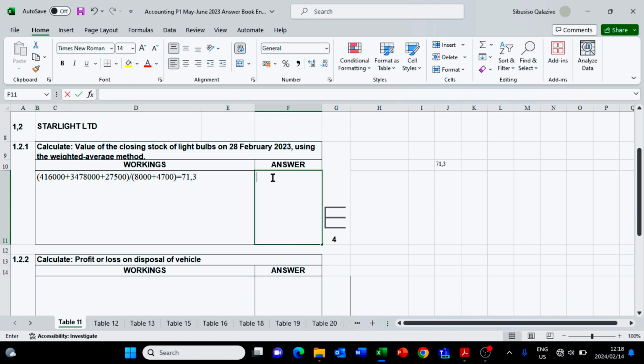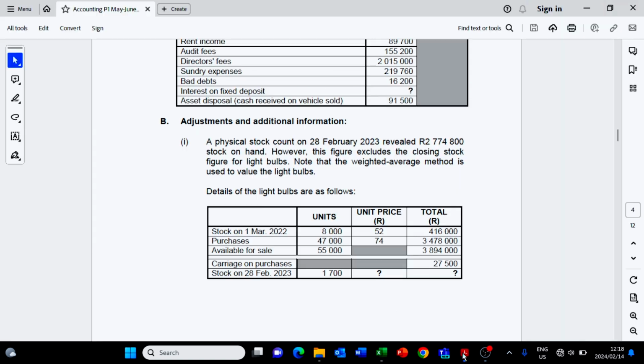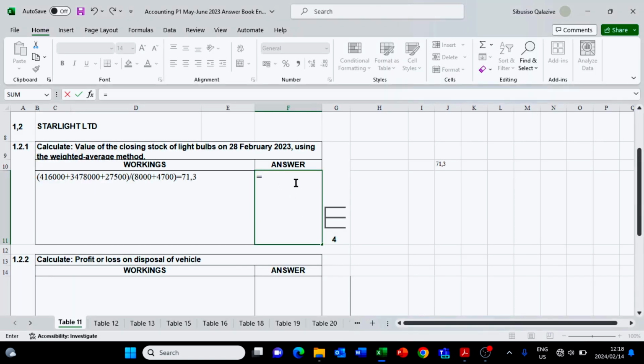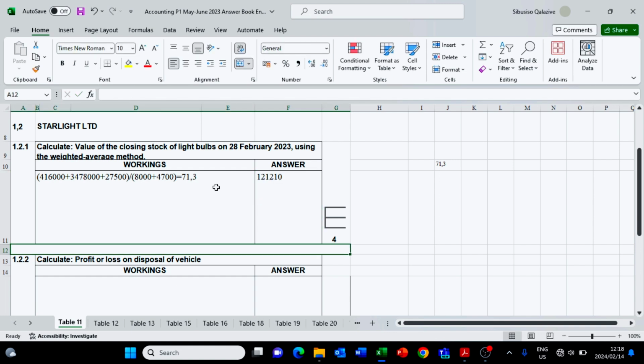So now to get our final answer, we are going to take the units at the end of the year, which is the 1,700 units, times the 71 rands, 3 cents that we got. So we're going to say 1,700 times 71.3.